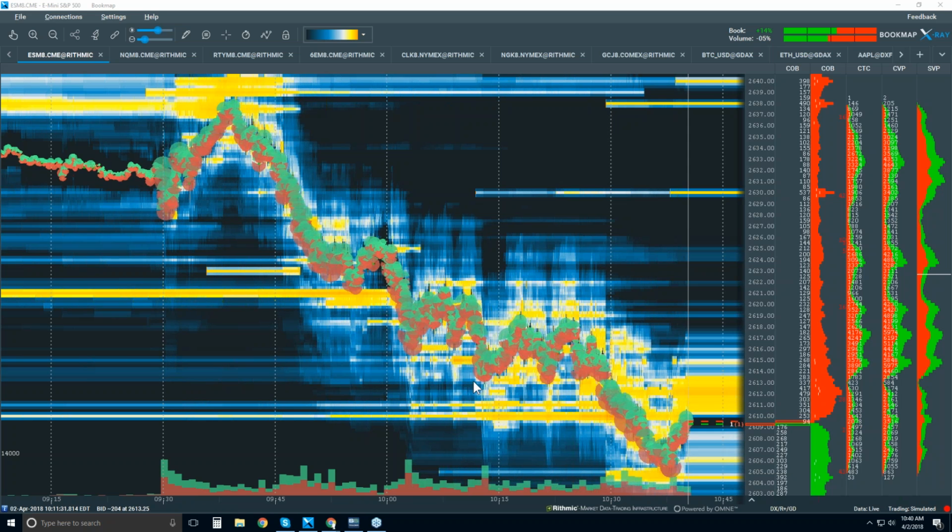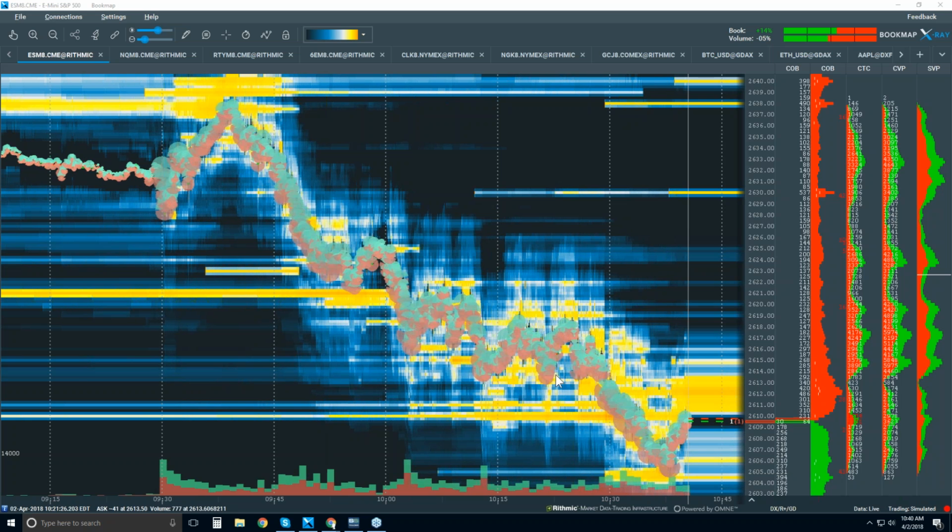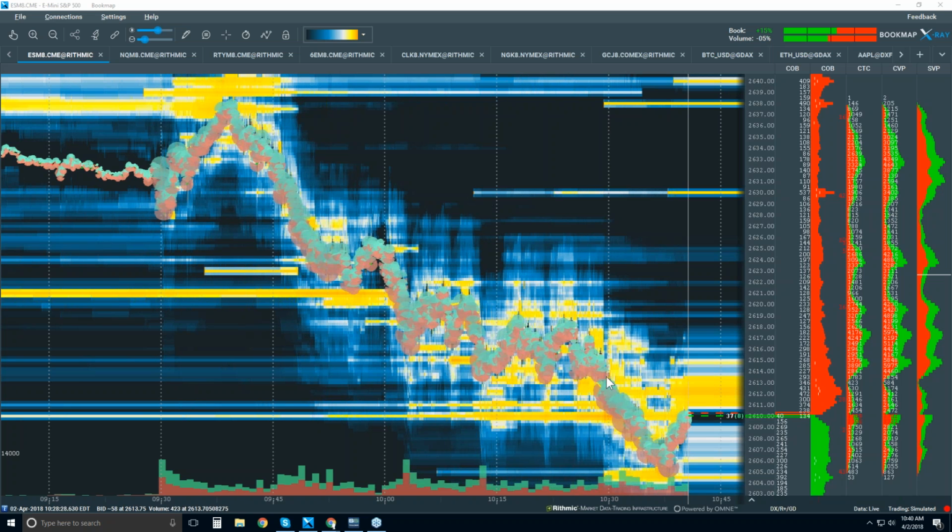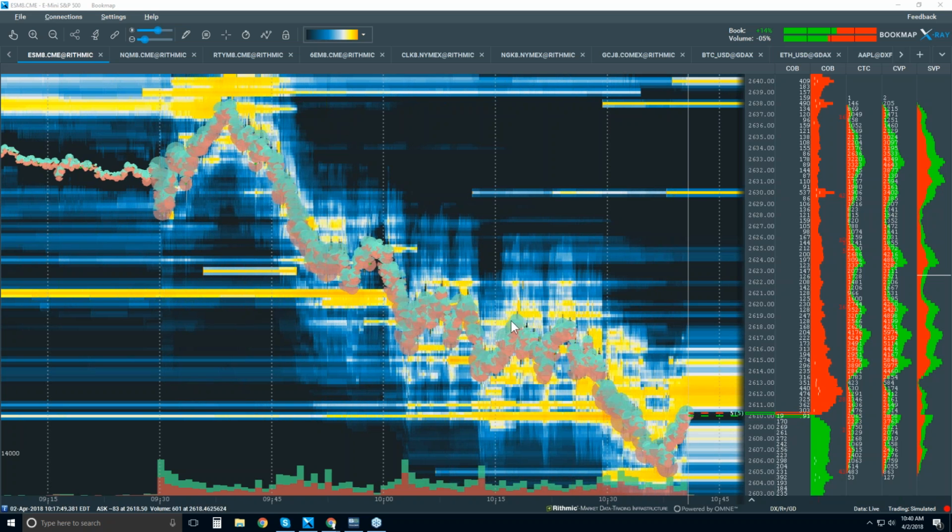You can see some absorption here, a little more absorption probably, slows down the selling. We maybe start to find a bit of buying, and then we see the break of this level here around this 26.14 area or so. It looks like we're coming back up to test where we just broke from, right? Anyway, that's just some basic overall views here of Bookmap.